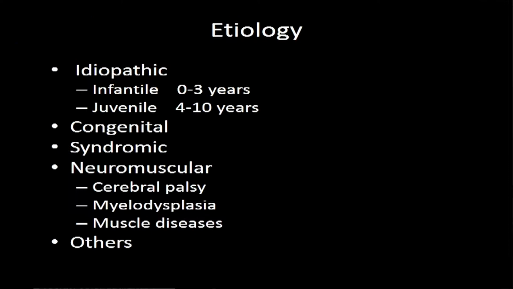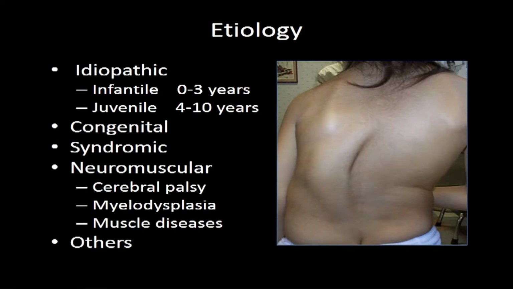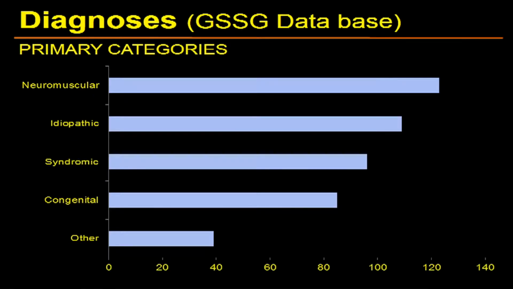So the etiology can be simplistically divided into idiopathic, either infantile or juvenile, congenital, syndromic, neuromuscular, or others. And we can look at that a little bit closer. This is from the Growing Spine Study Group database, which shows the relative distribution of the categories of early onset, with neuromuscular being the most common, and idiopathic, syndromic, congenital, and others.